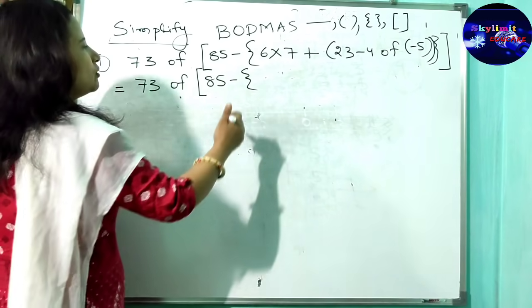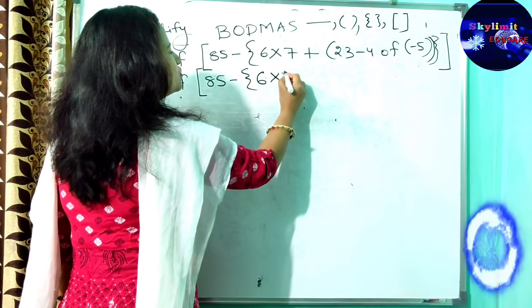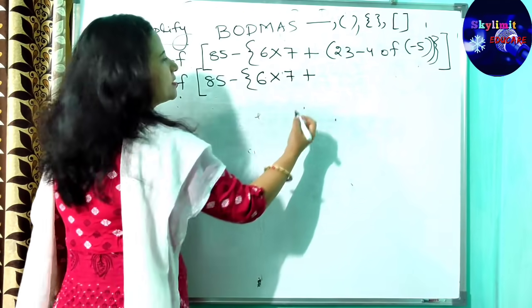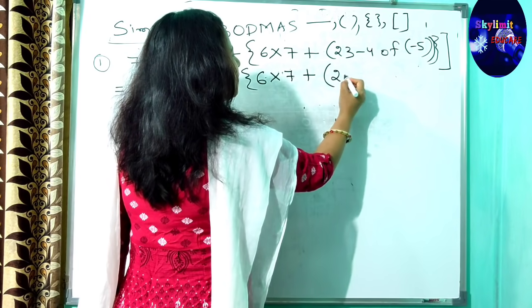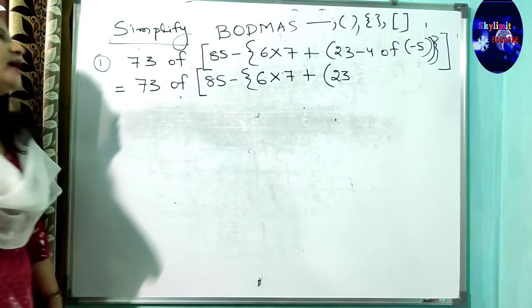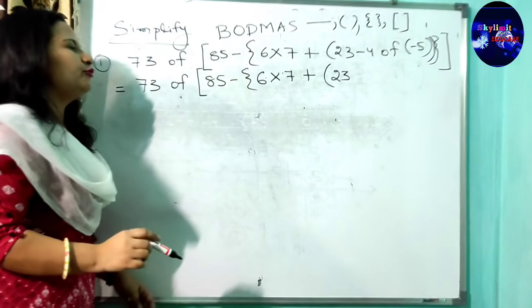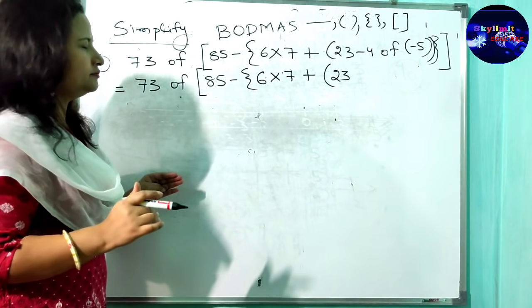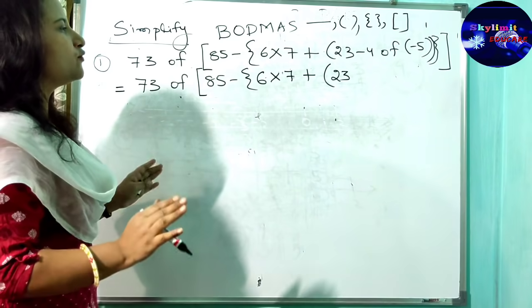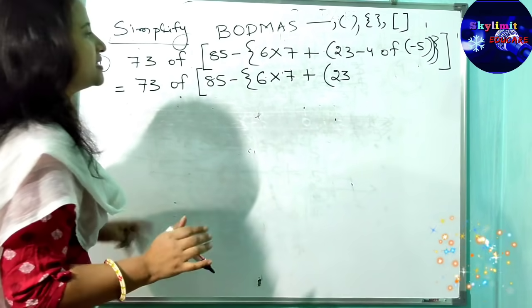Okay. So 6 multiplied to 7 plus 23. I wrote up to 23 only here. Okay. Now just see carefully, please. Don't hurry. You have to solve it very peacefully and slowly, otherwise you may make mistakes.